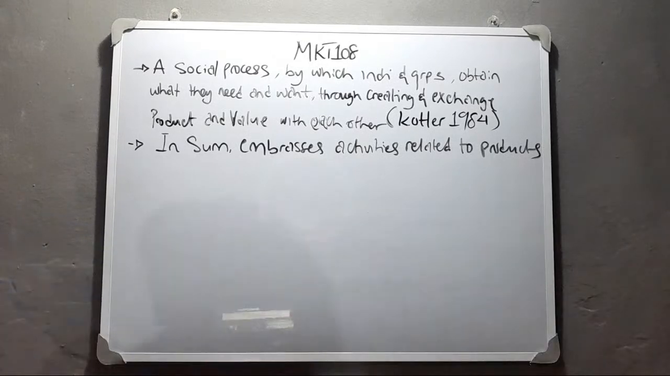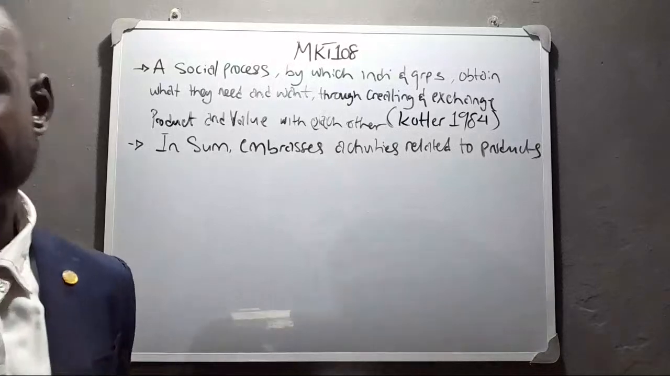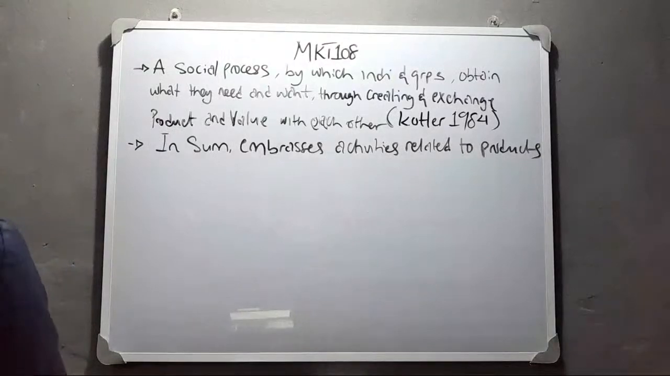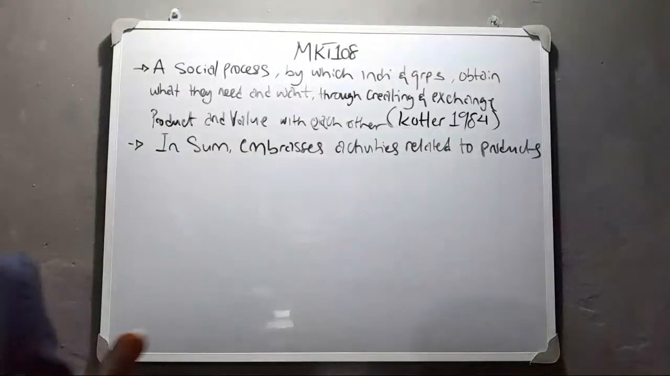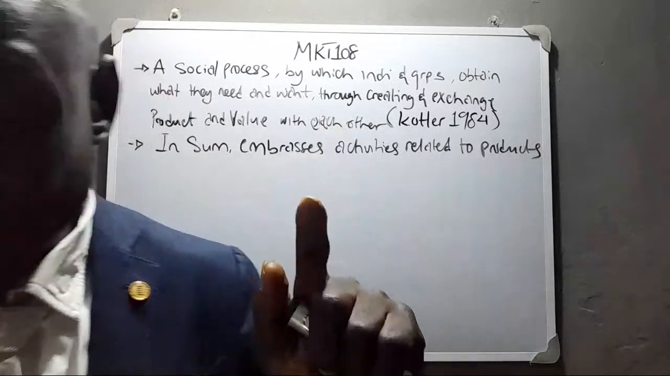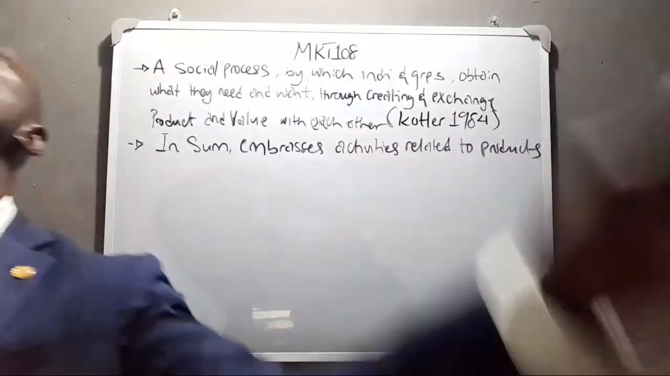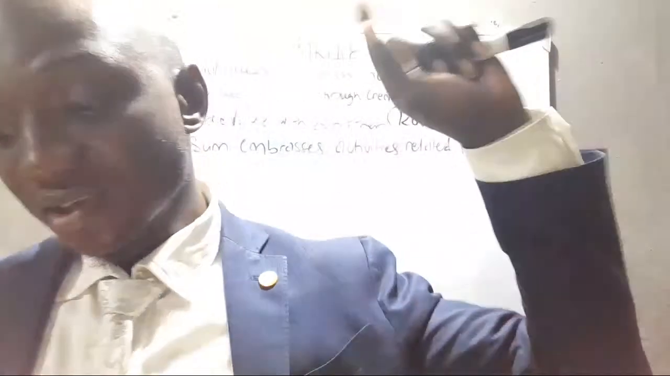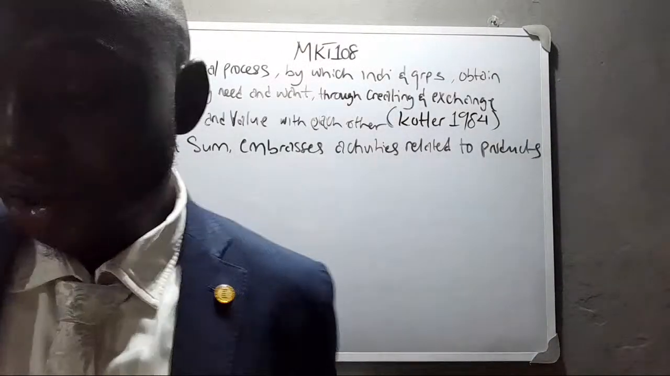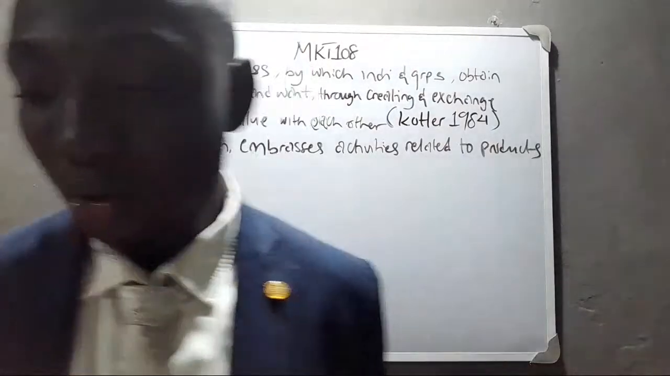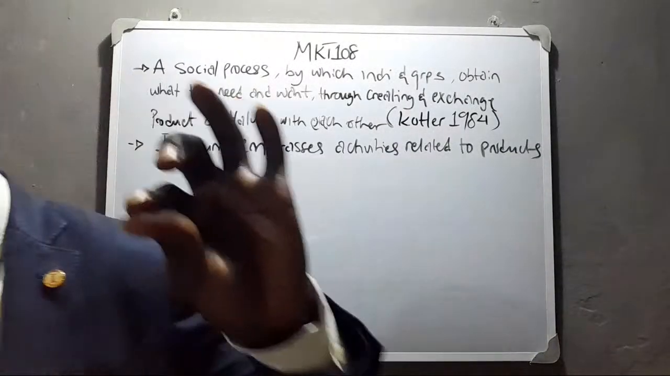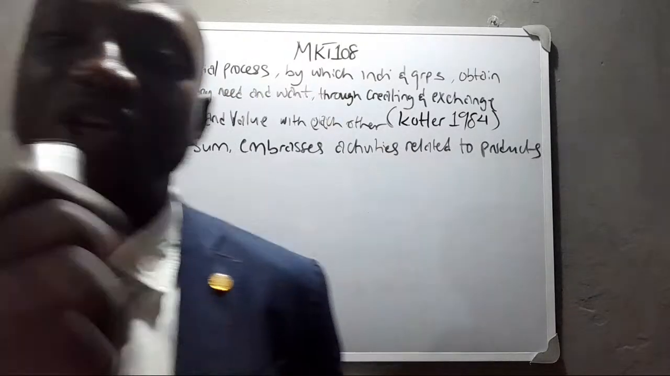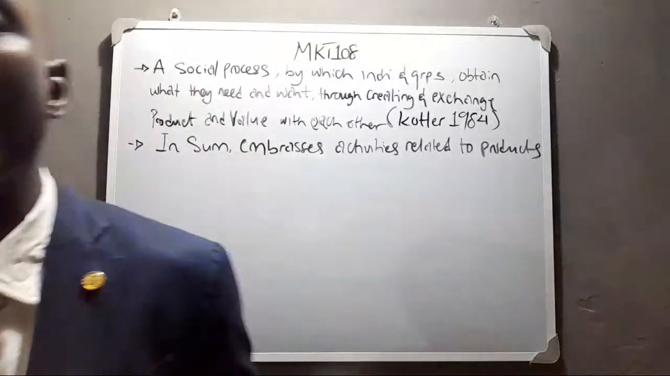Now, for marketing or exchange to take place, there are certain things that must take place. One, there has to be two or more parties. As I said before, it's not a thing of an individual. For marketing to take place, there has to be a minimum of two, but a maximum of infinity. There has to be two or more parties who have unsatisfied wants. Some product or services and money to exchange. What are you giving in exchange of the products? What are you giving in return of the value?